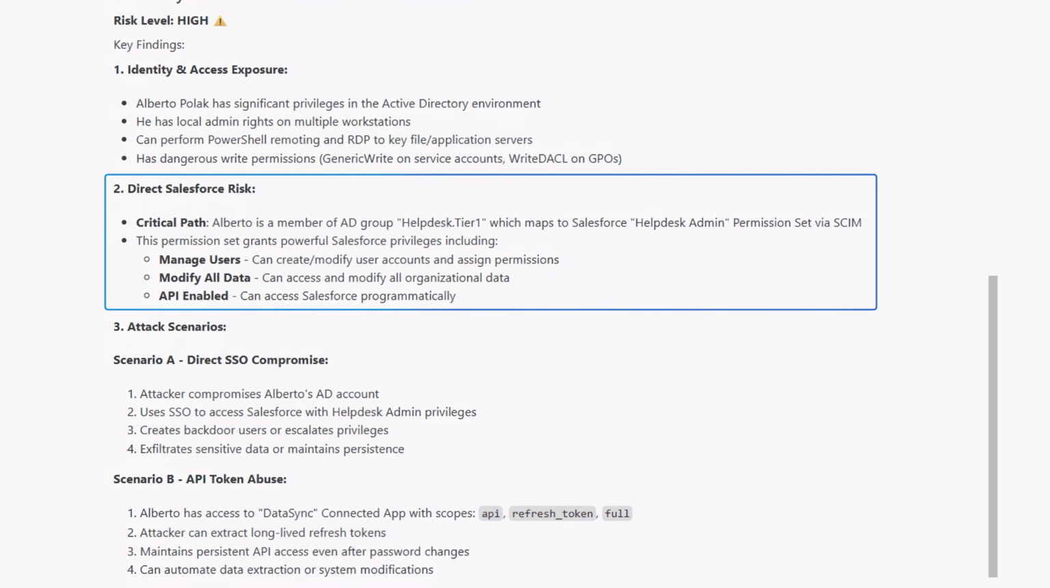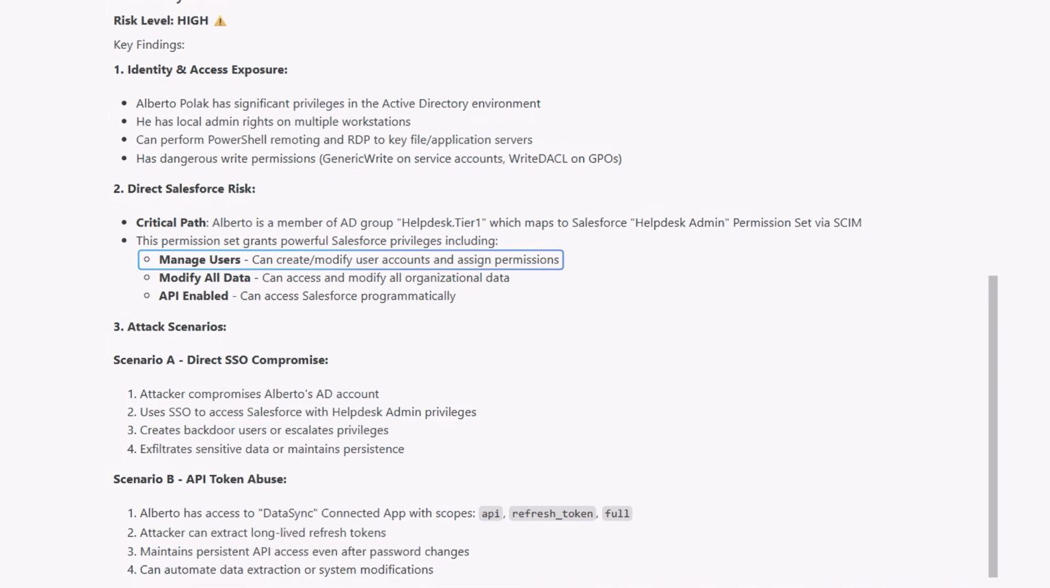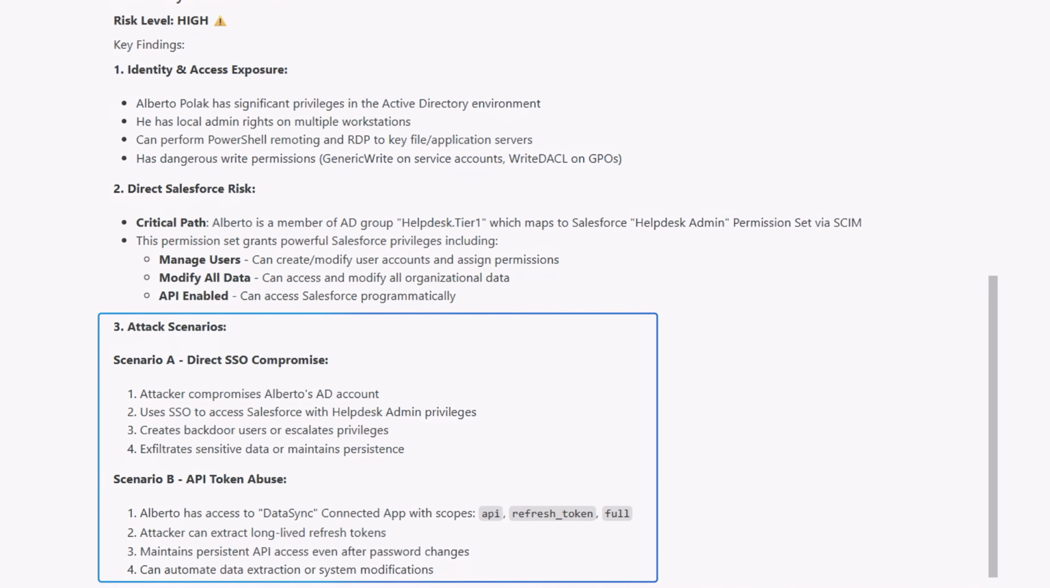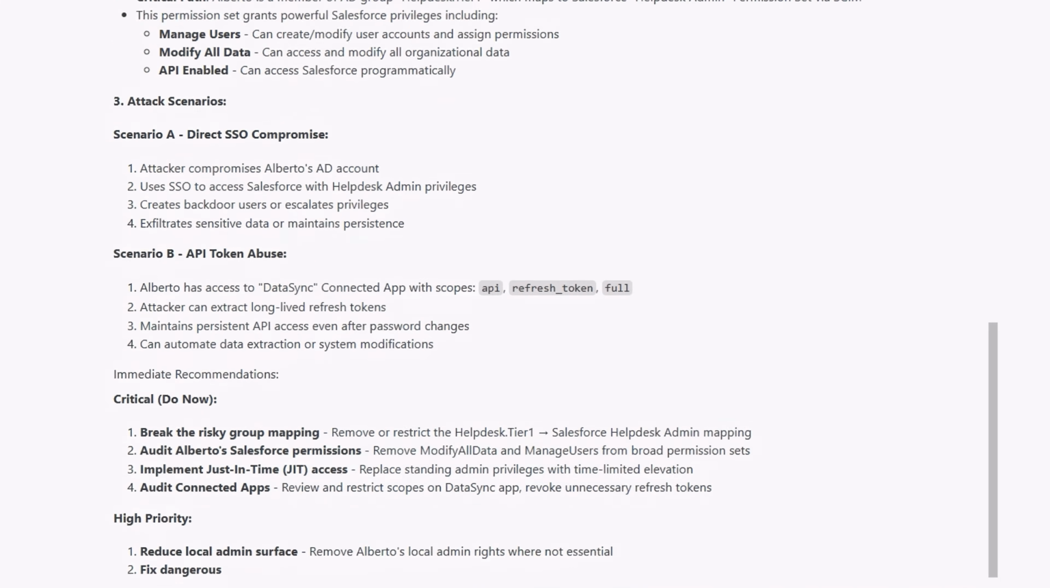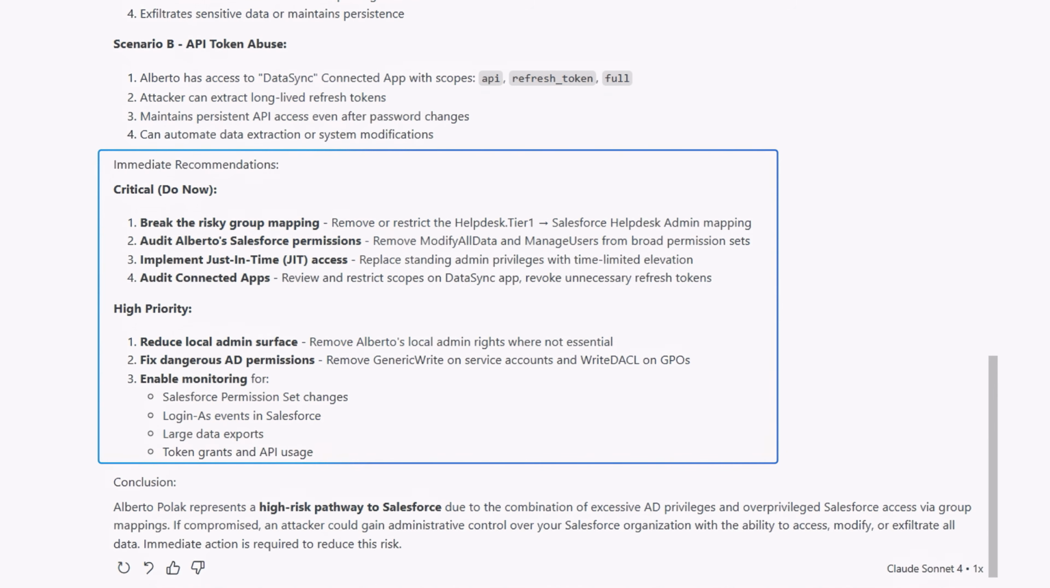Under direct Salesforce risk, it lists risky things that his account can do, managing users, modifying all data, and again the API privileges. Then it highlights attack scenarios with single sign-on compromise and the API. Lastly, it gives great immediate recommendations.